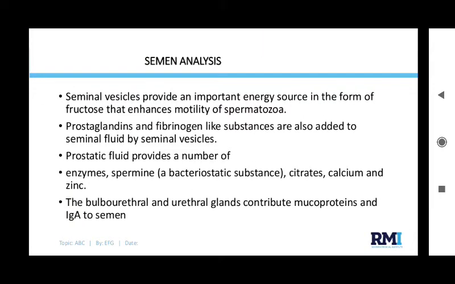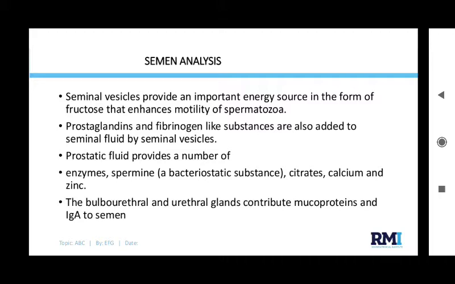Now, semen analysis. What do we do? Seminal vesicles provide an important energy source in the form of fructose that enhances motility of spermatozoa. Prostaglandins and fibrinogen-like substances are also added to the seminal fluid by the seminal vesicles.